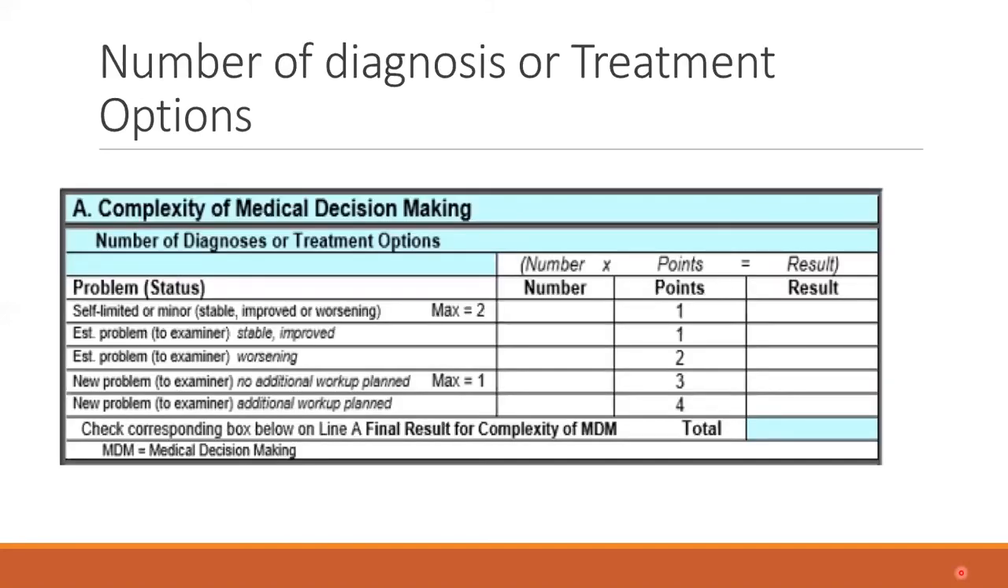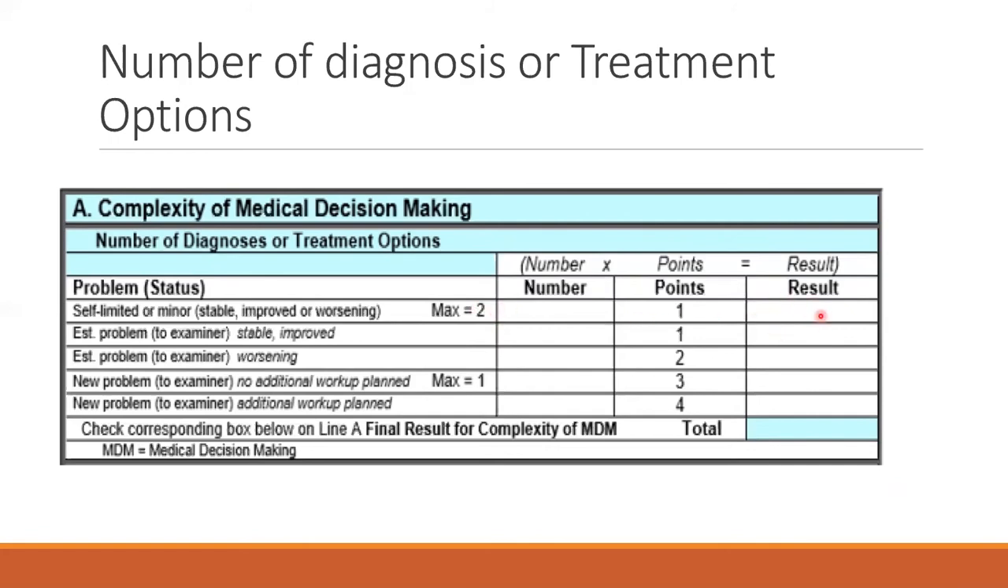Now, when we're codifying complexity based on the diagnosis or number of treatment options, we can have self-limited or minor, stable, which can be a minor or self-limiting condition like a mosquito bite or a basic rash. These things usually are self-resolving. They don't require a medication to be treated, or an over-the-counter medication may be appropriate in those types of situations. You get a max of 2 of those for the number of diagnoses. So in the numbering, if we had to, we would multiply that out by the points associated with them, and that would give us our result.